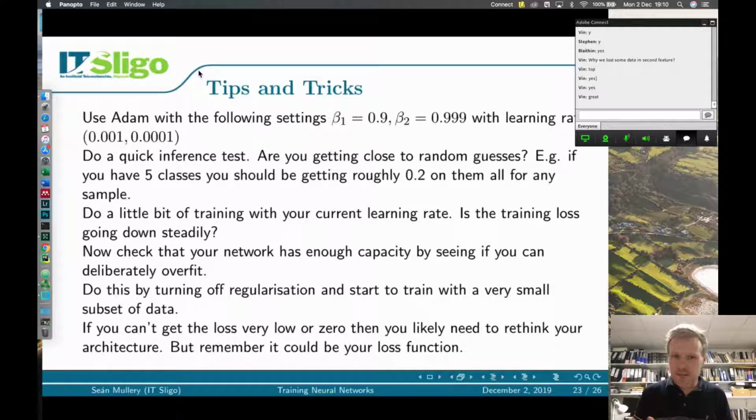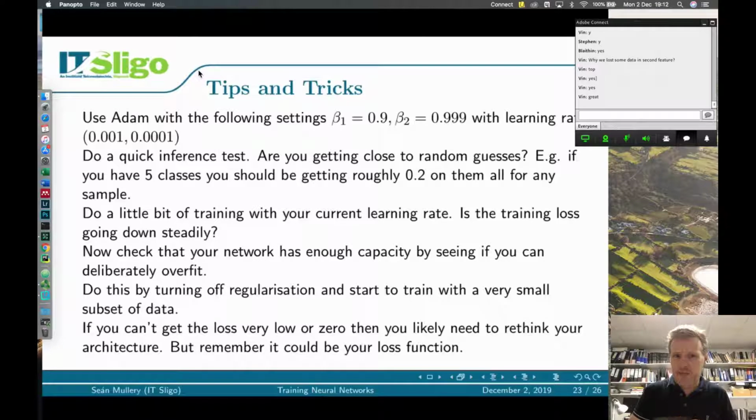You can then do a little bit of training with your current learning rate, and you can check: is the training loss going down steadily? I'll draw you a graph on, I think, the next slide. No, two slides away. I'll draw you a graph of how you might know if your learning rate is too high or too low or whatever. But you really want to see that the training loss is steadily going down, or otherwise you maybe need to relook at your learning rate.